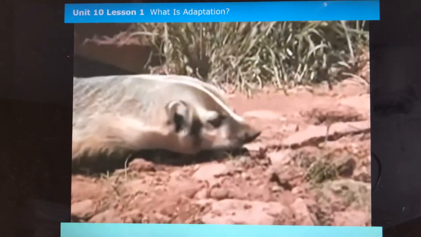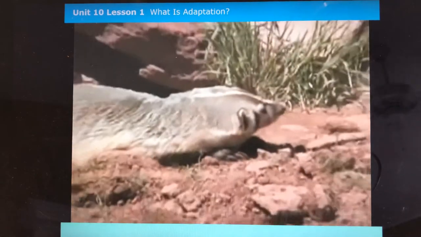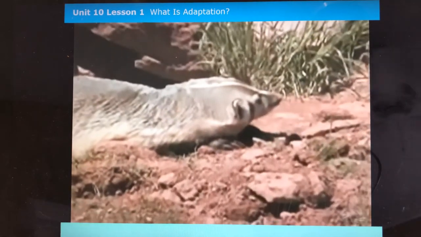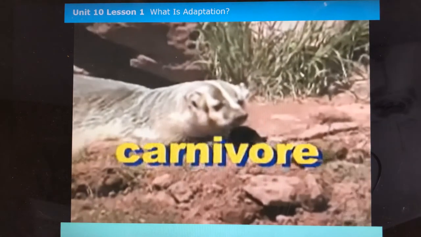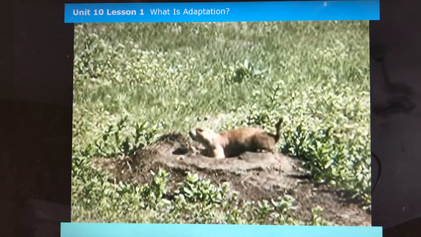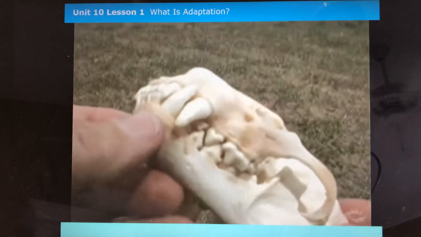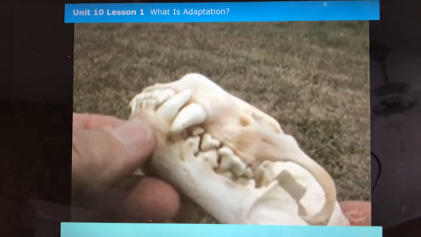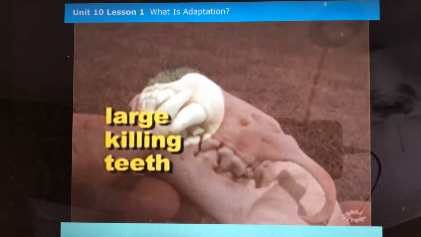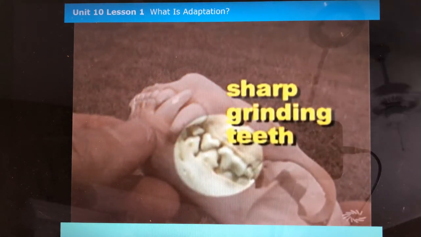Now here's a badger. Like pronghorns, badgers live in grasslands. Unlike them, however, badgers are fierce carnivores, or meat eaters. Prairie dogs, and other such small animals, are their dinner of choice. And here's a badger's skull. Look at these large, dagger-like teeth. Badgers use them to grab and kill their prey. They then use these sharp side teeth to grind up their catch before swallowing.